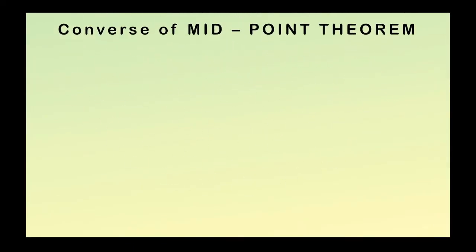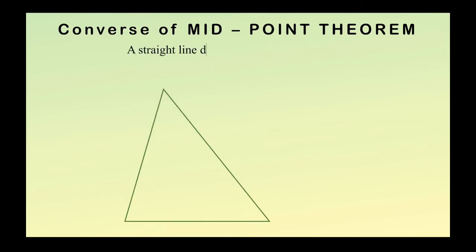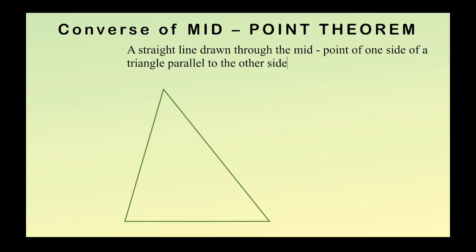Okay, after learning the midpoint theorem and its applications, let us see another theorem which is the converse of the midpoint theorem. It says that if a straight line is drawn through the midpoint of one side of a triangle parallel to the other side, it will bisect the third side. That means in triangle ABC, if we have D as the midpoint of one side AB, and through D a line segment is drawn parallel to another side BC, it intersects the third side at point E, then E is the midpoint of the third side AC.